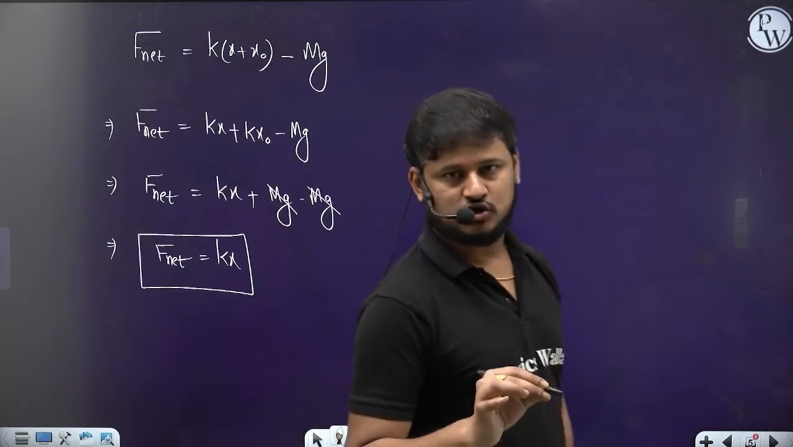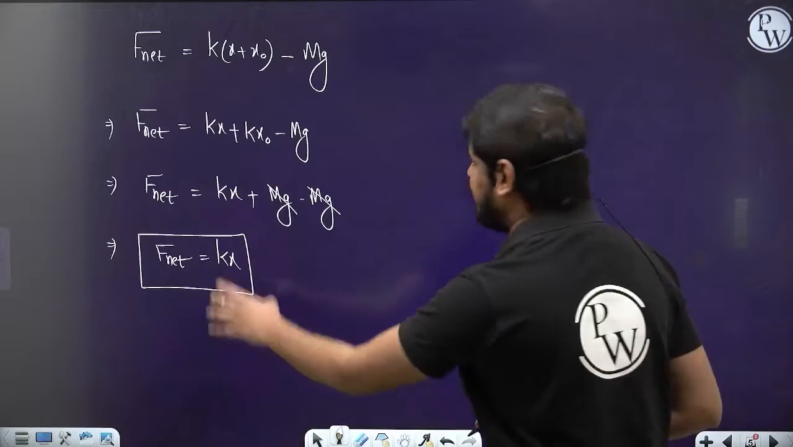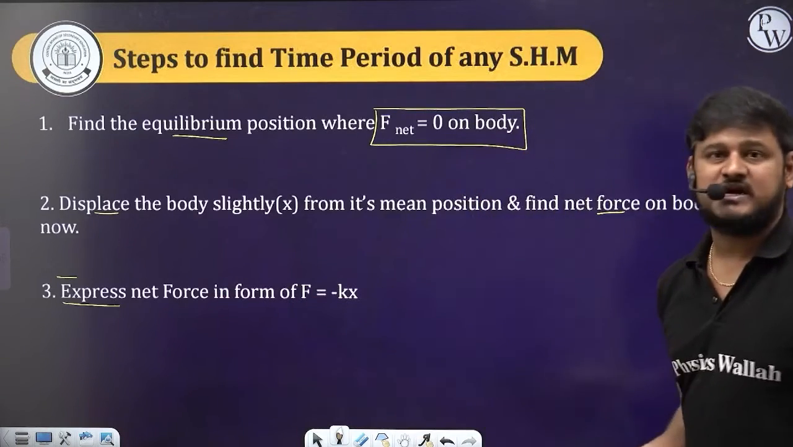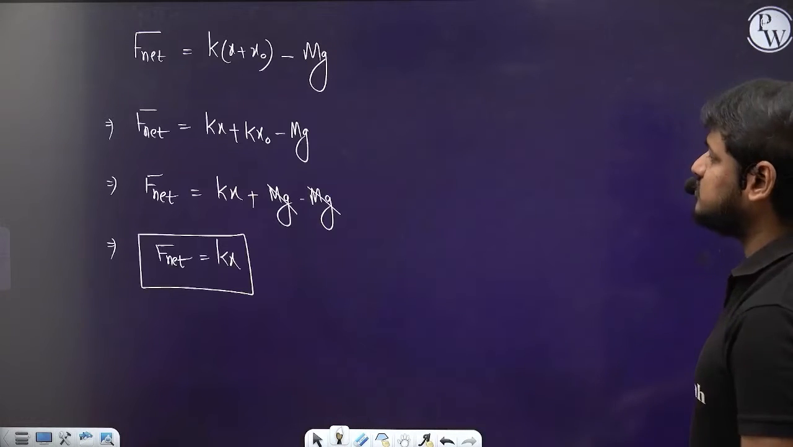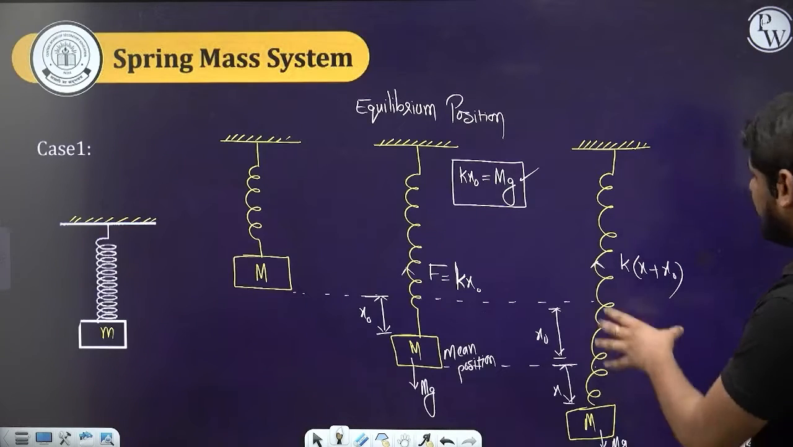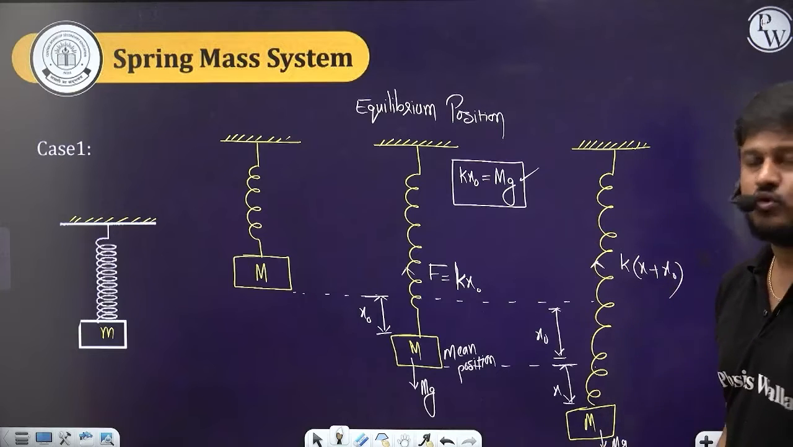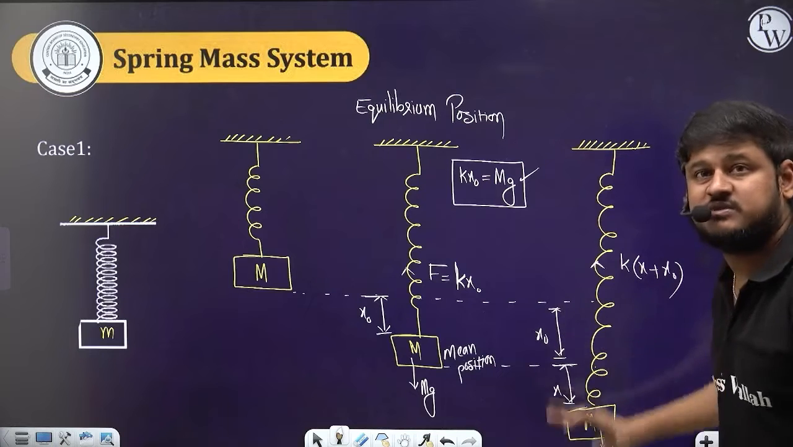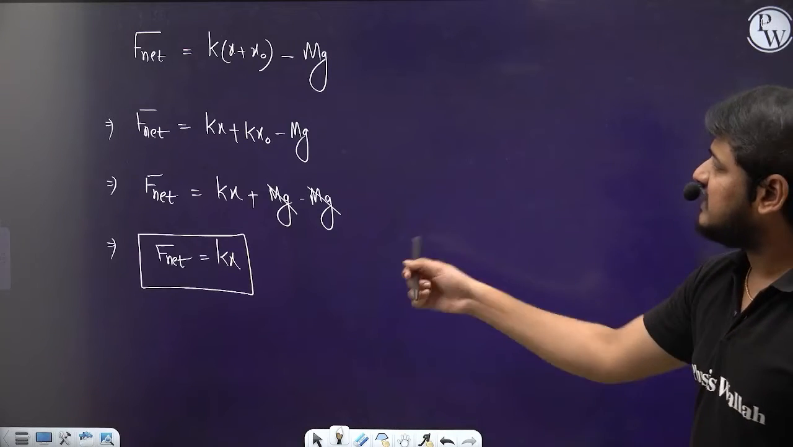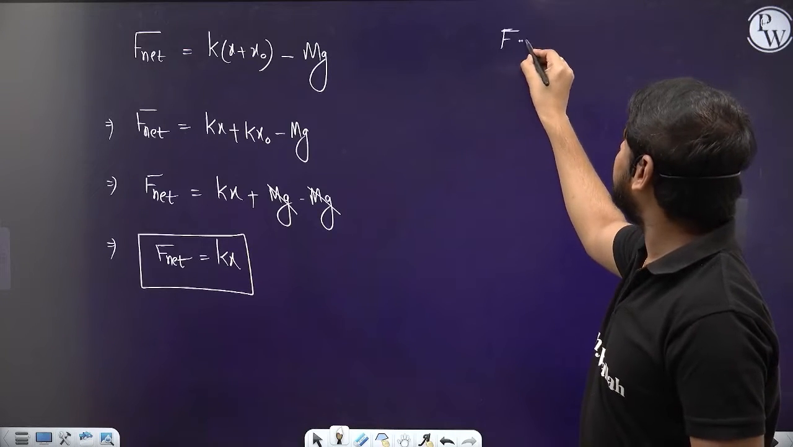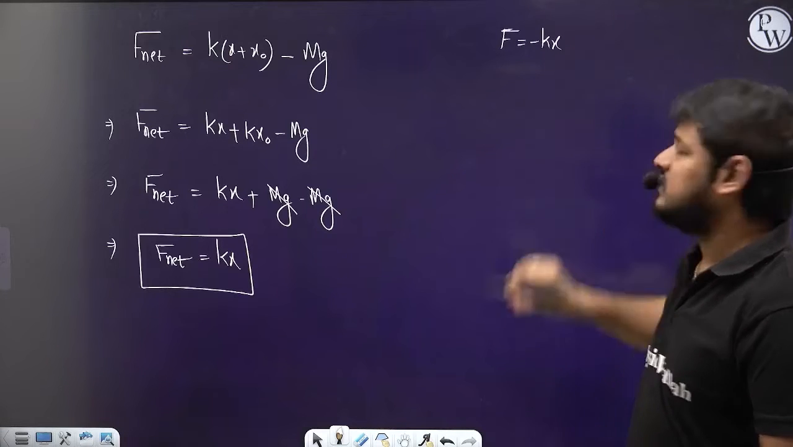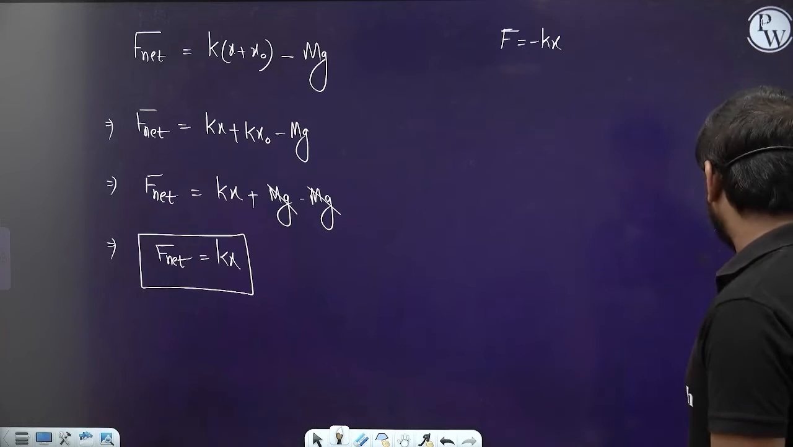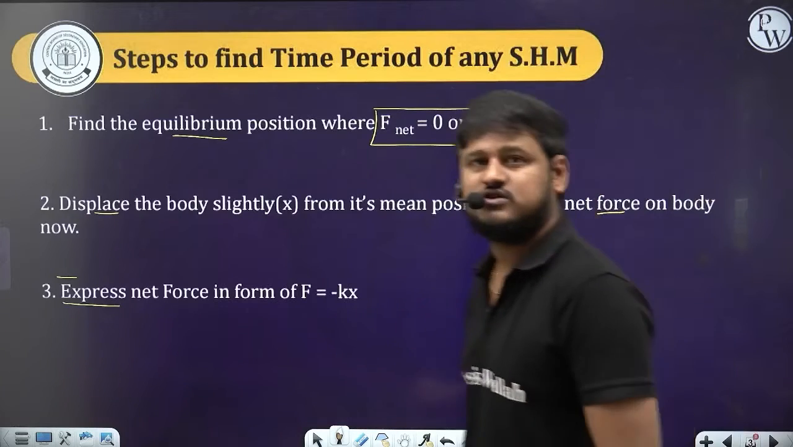Fine. Now that we have F net, we have to express it in the form F is equal to minus kx. If you observe, the force and the body's displacement are in opposite directions. The net force is upward, and the body's displacement is downward. So that's why I write this force as F is equal to minus kx. So now we expressed this as F is equal to minus kx.